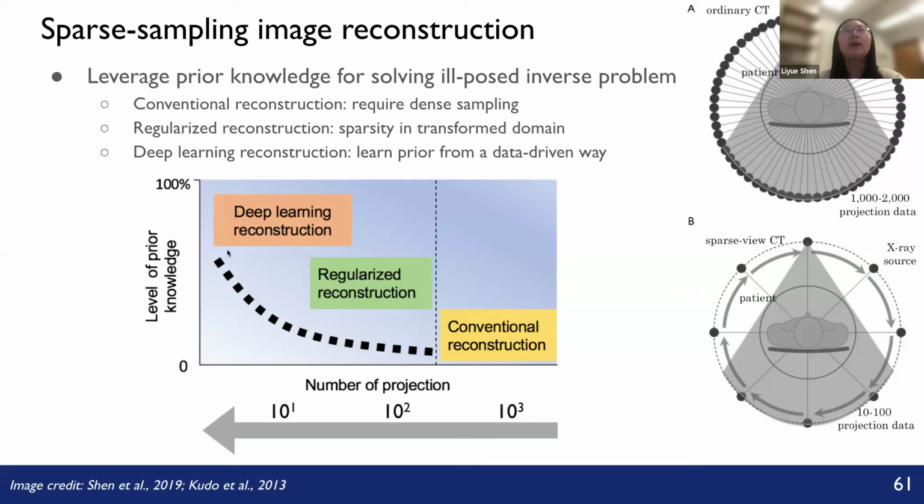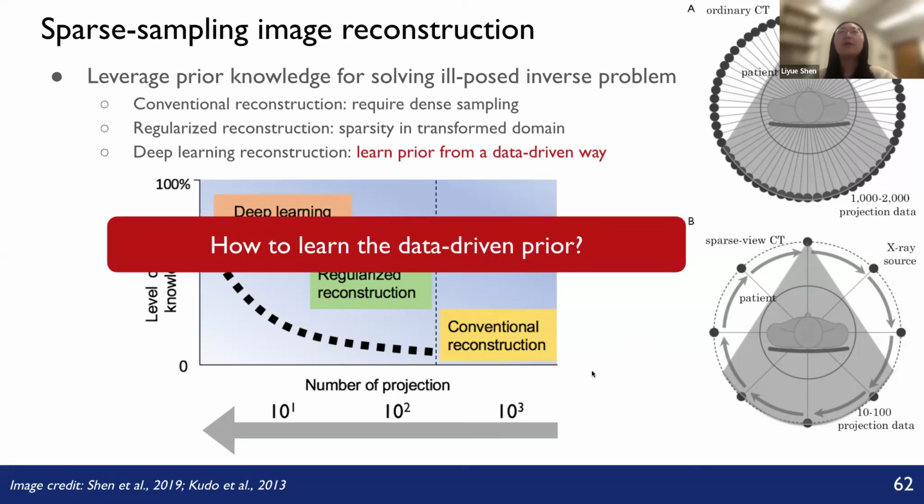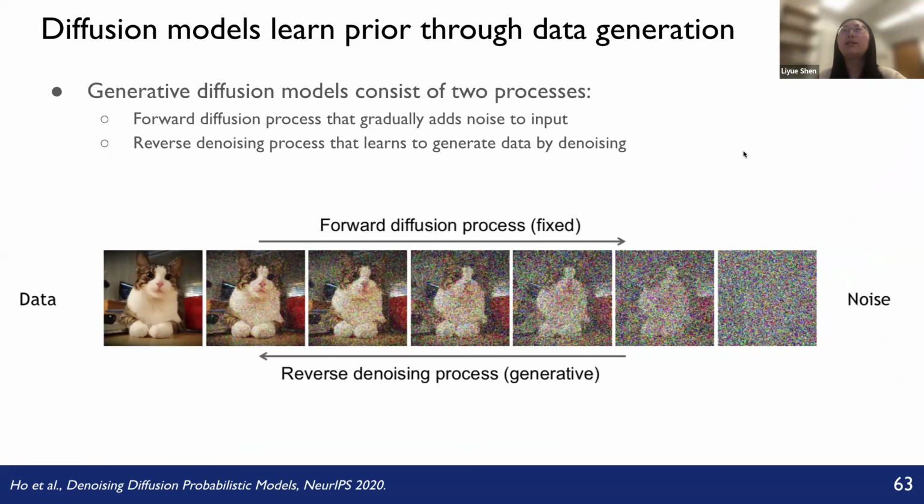But given that deep learning was introduced, we wonder if we could further get a higher level of prior knowledge from a deep learning model that could help us learn the prior in a data-driven way, that could further push the limit of solving this kind of ill-posed inverse problem. Then the problem comes to how can we learn such a data-driven prior? There have definitely been different approaches for deep learning-based reconstruction. I will not get into details there, but I just want to mention that the diffusion models that we introduced in the first section are one of the very powerful data-driven priors that we can learn by capturing the data distribution.